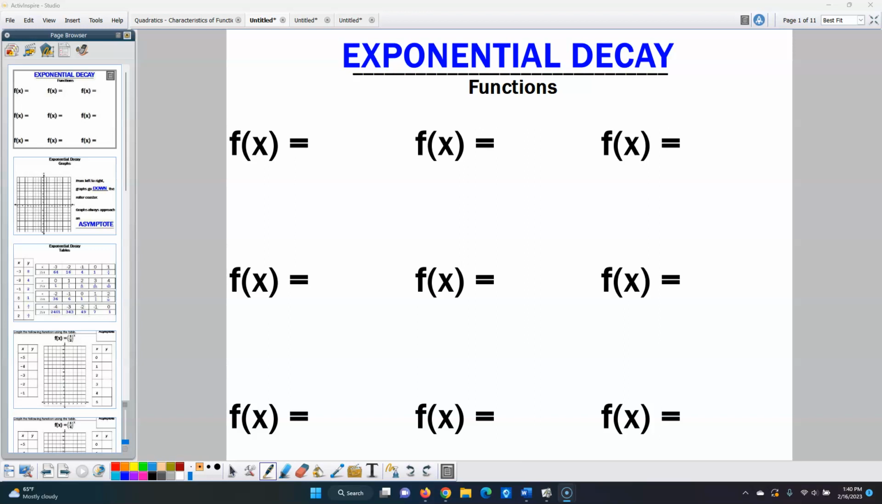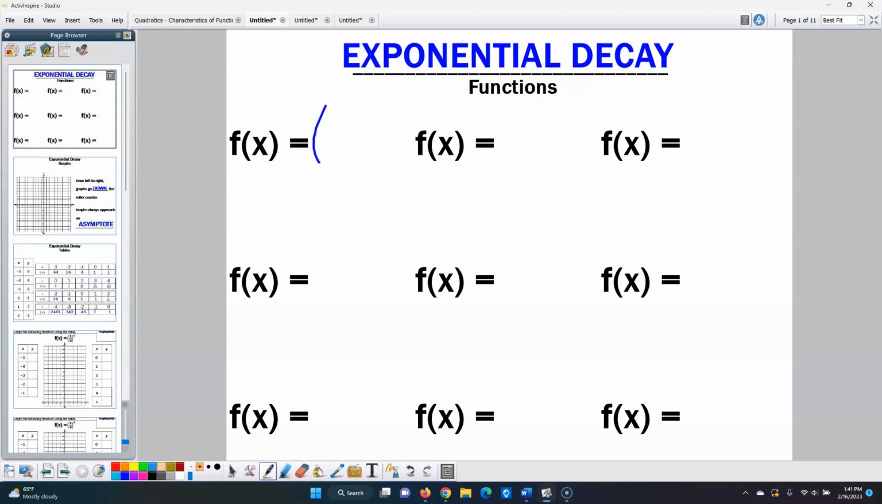Exponential decay functions, just like what we were talking about with exponential growth functions. Growth functions, those bases were larger than one. Exponential decay functions are going to be less than one. Okay, so in terms of between 0 and 1, so we're going to have fractions or decimals.